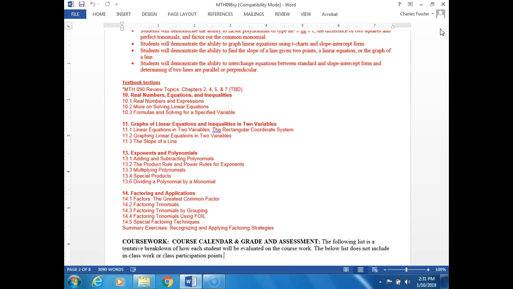I haven't found anywhere where they say what the units are, but my guess is 10 and 11 will be Unit 1, 13 will be Unit 2, and 14 will be Unit 3. Okay? That's how I'm going to break it down unless I find out it's different from that. Okay? Coursework, course calendar, grade and assessment, the following, blah, blah, blah.